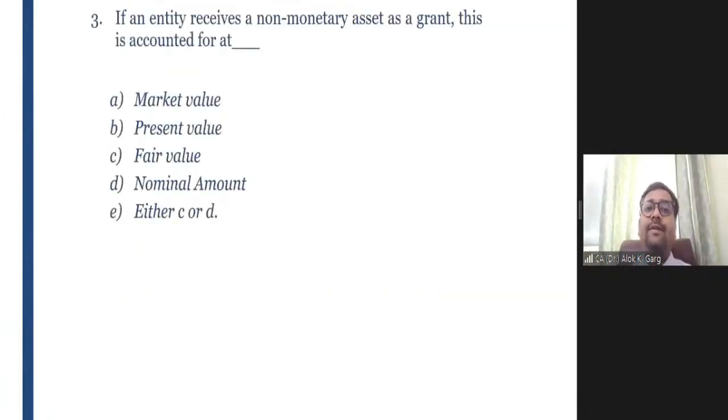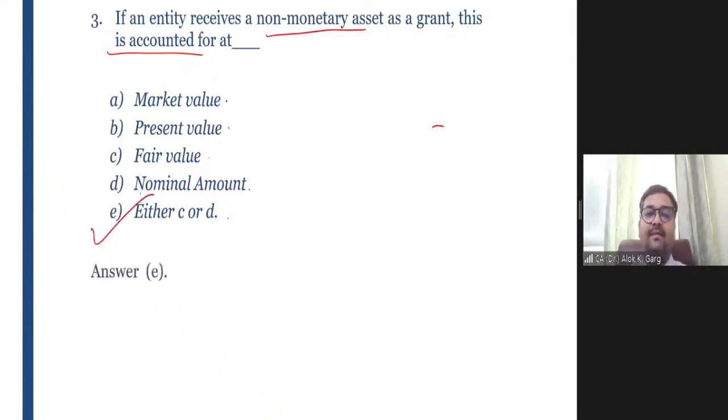Question number 3. If an entity receives a non-monetary asset as a grant, this is accounted for at market value, present value, fair value, nominal amount, either at fair value or at a nominal amount. What is the right answer? Non-monetary assets are accounted for at either fair value or nominal value. Yes, E is the right answer.